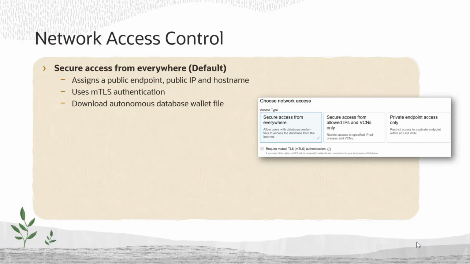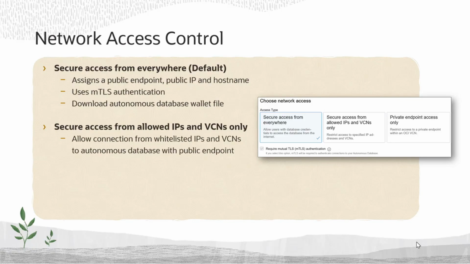Second is secure access from allowed IPs and VCNs only. With this option, though the database has a public endpoint, it cannot be accessed by all clients over the internet. Access is limited only to whitelisted IPs you define in the access control list or only to those VCNs for which the security rules have been defined.